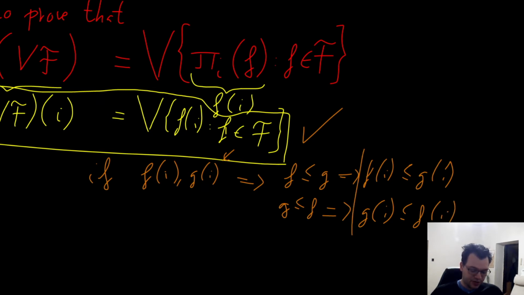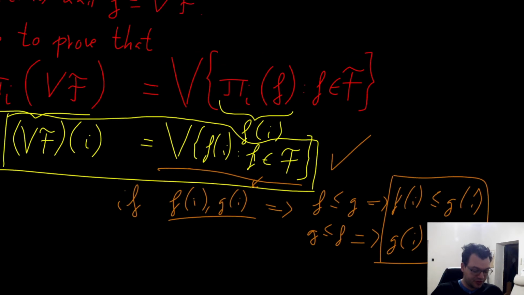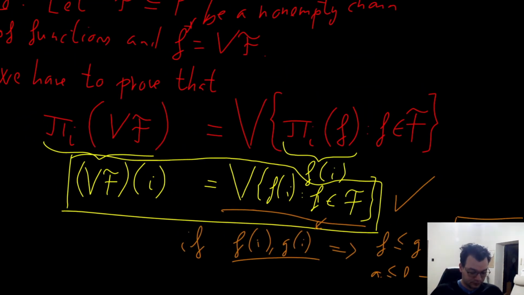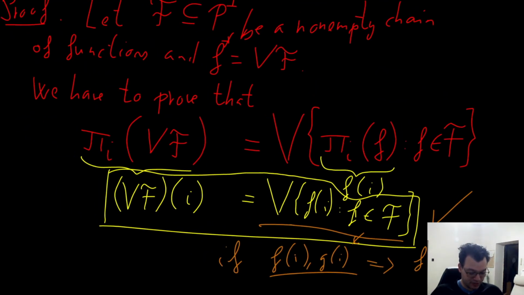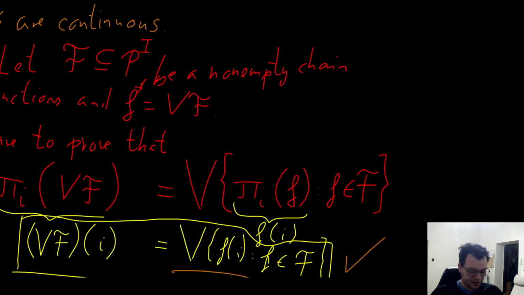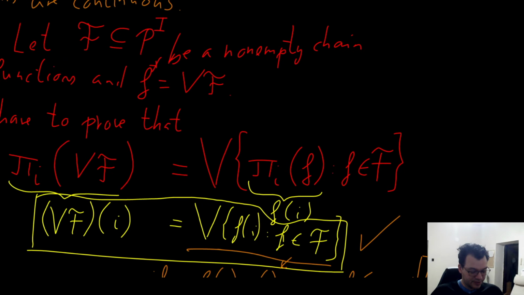So these two elements are comparable, which means that this is a chain, which means that the supremum of this chain exists. Yes. So yeah, that's exactly what we say.